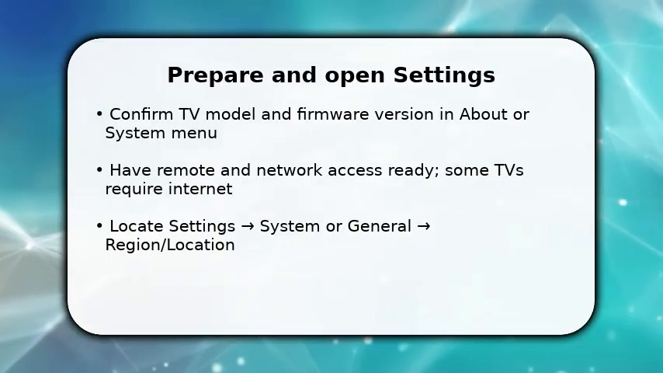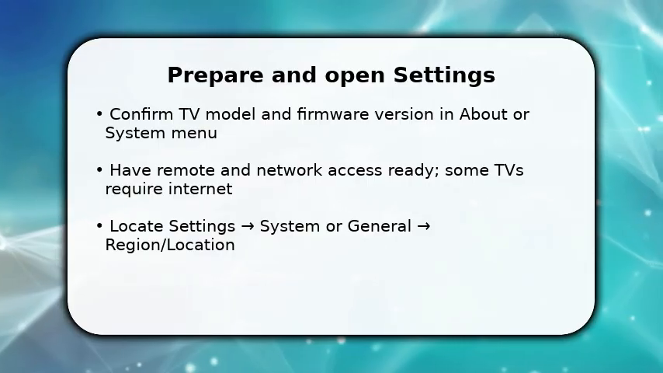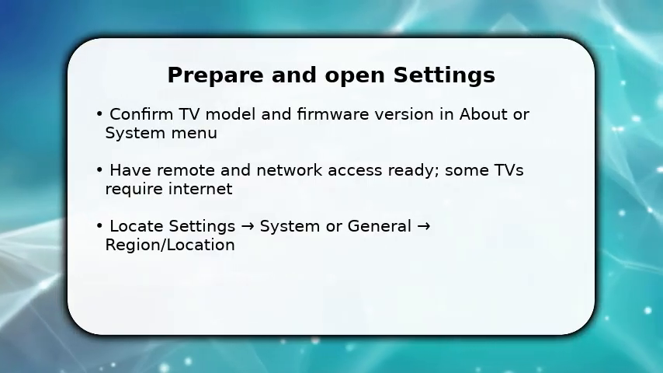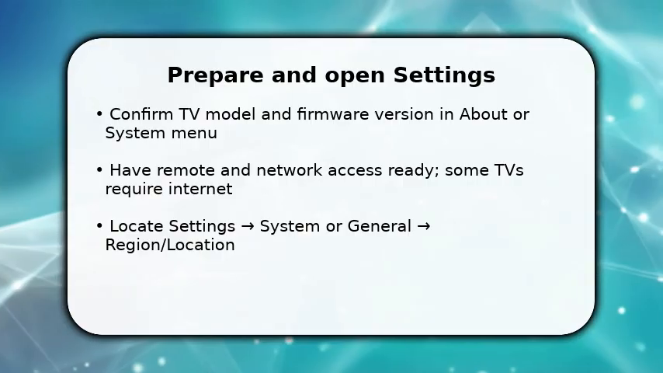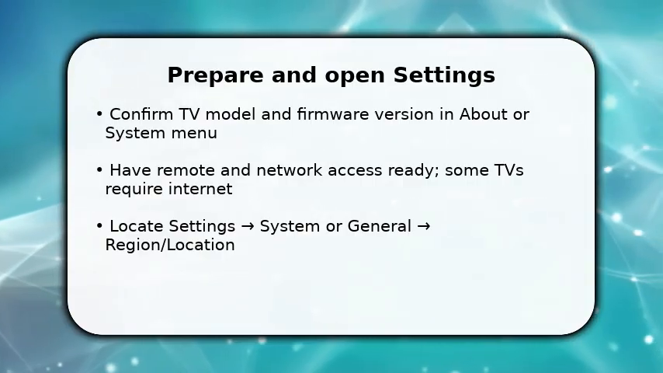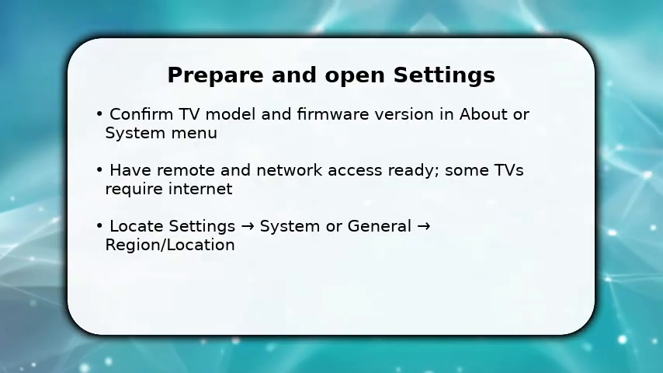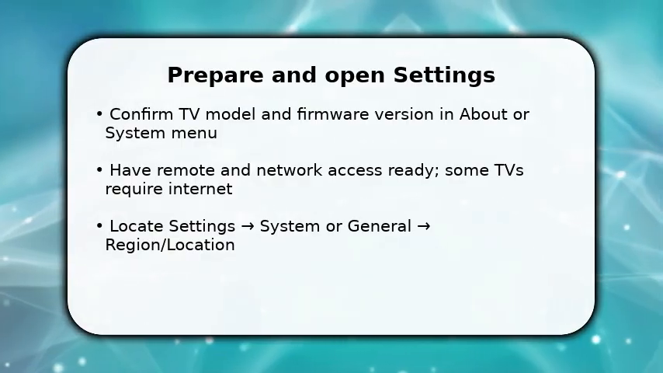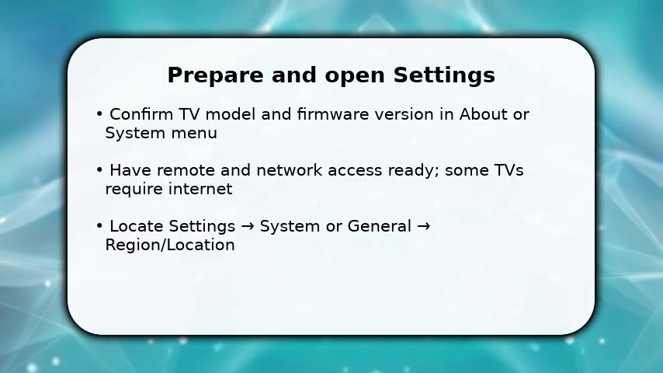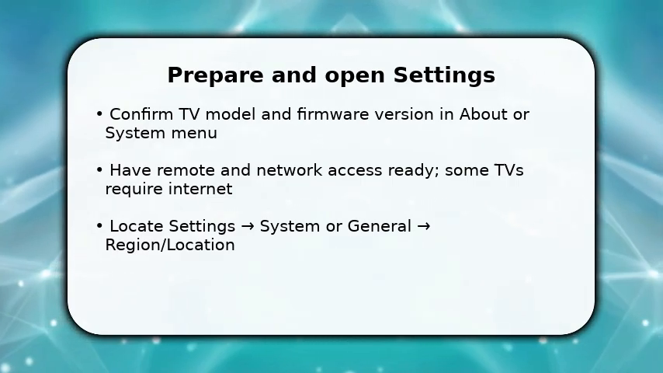Navigate directly to Settings, then System or General, and find Region, Location, or Country. You should see Current Selection and Limited Choices. Make sure you understand that changing region can affect apps and channels. Proceed only if you accept potential app catalog and broadcast differences.